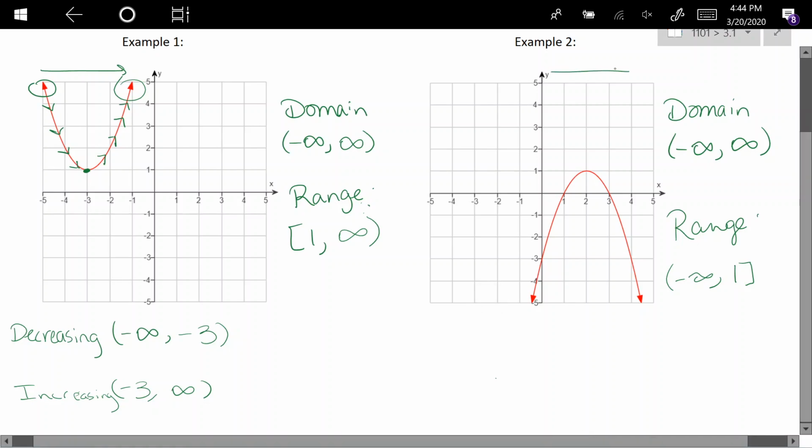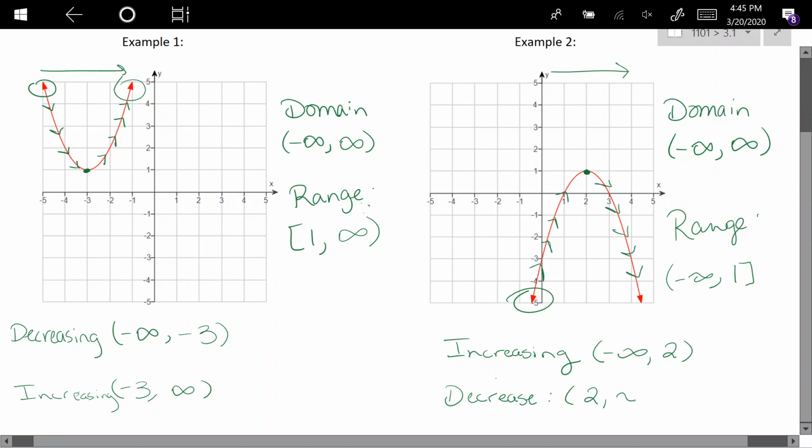Again, let's look from left to right, and let's draw our arrows. And what we see is that our arrows are going up until we reach our vertex, and then they start going down. So we're going to be increasing from negative infinity to 2, and then we decrease from 2 to infinity.